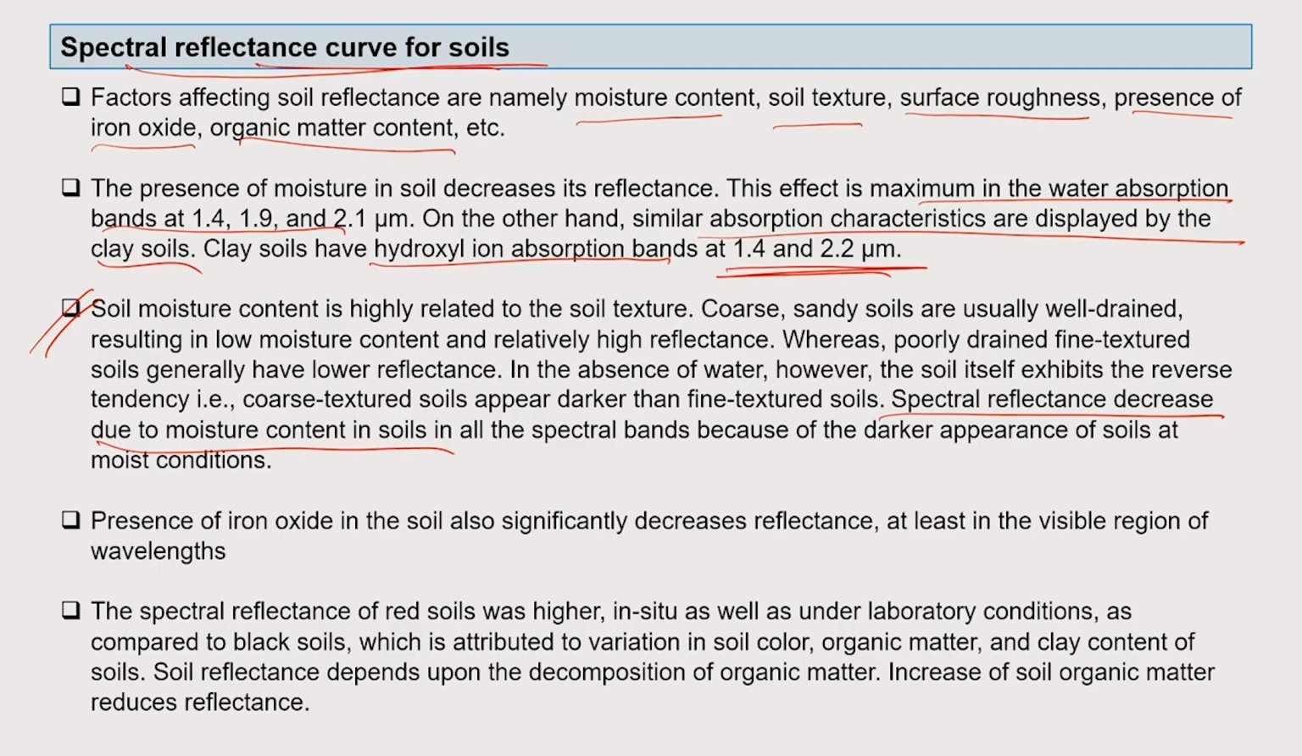So, less reflectance means you have a lot of moisture in the soil. The presence of iron oxide in the soil also significantly decreases the reflectance, at least in the visible region of the wavelengths. And also, the spectral reflectance of red soil. We have red soil in many parts of our country. The spectral reflectance of red soil is generally higher as compared to the black soil.